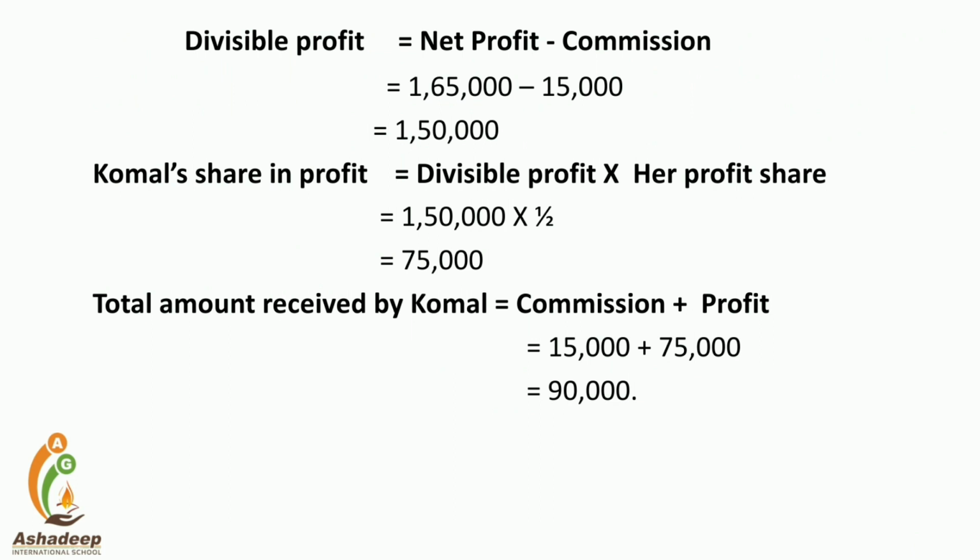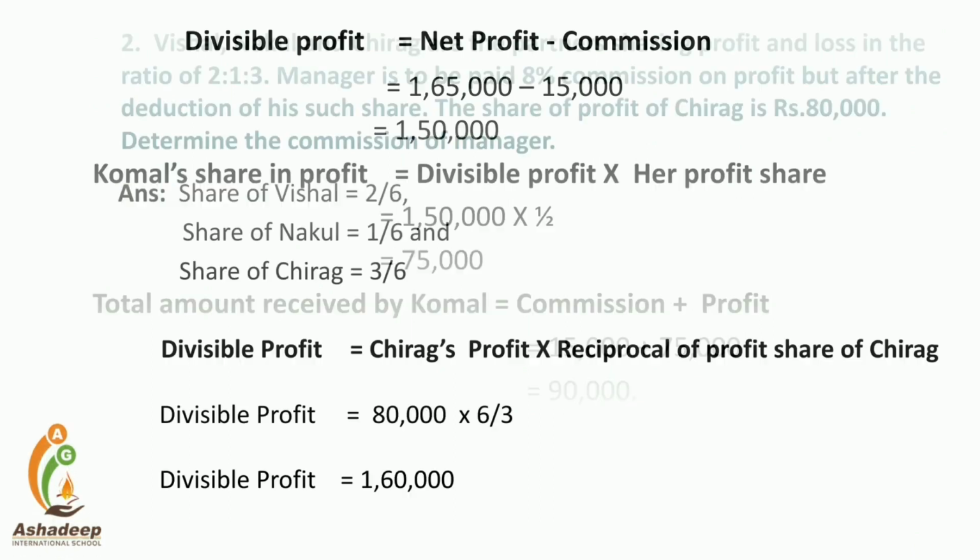Now we are aware of both the incomes of Komal, that is commission and profit. We just add them and get 90,000 rupees, and that is the total amount received by Komal. Clear? Okay. Now let's move on to the next question.